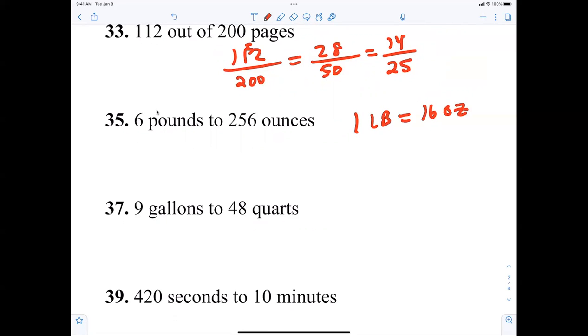And we have 6 pounds. Wow, very good. Very nice. 96 over 256. And then the ounces cancel, right? And now we just have to reduce. All right, what do you want to divide by first?